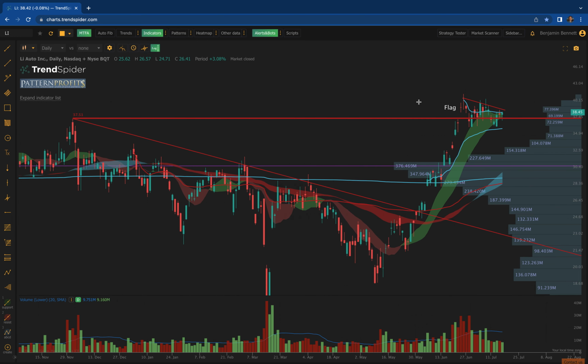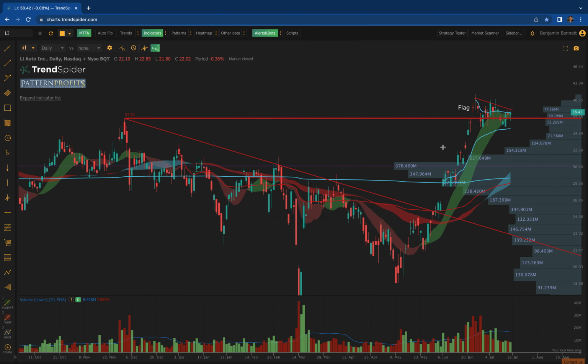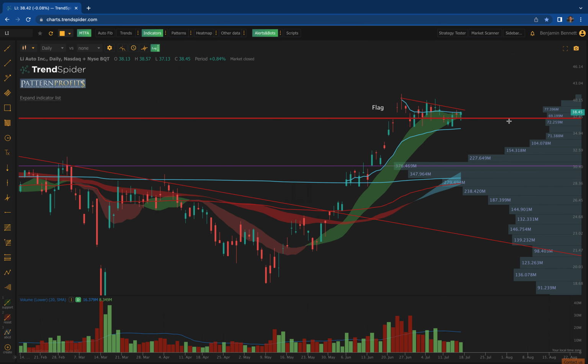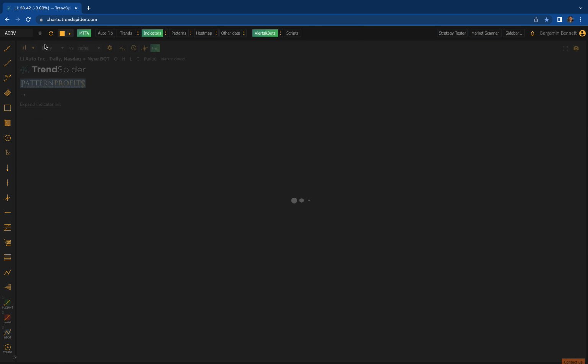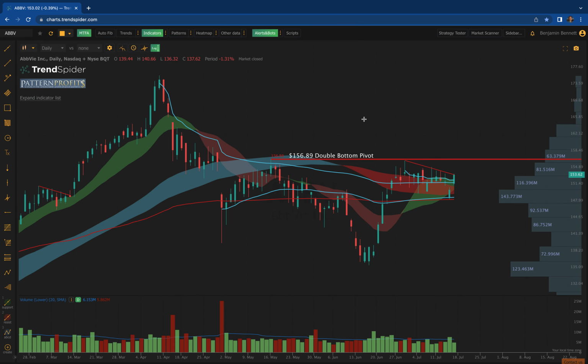If you zoom out, you'll see that's part of a cup and high handle pattern. Just looking for that price to come back through that trend line out of that flag. Again, that's LI. Great growth numbers behind that one. Also going to take a look at AbbVie, ABBV.